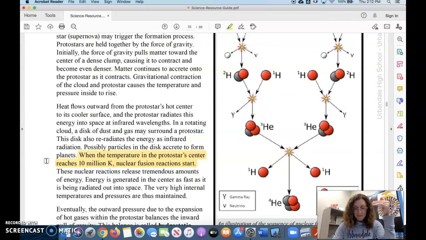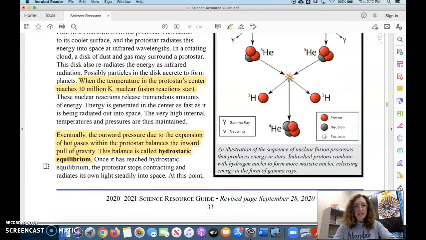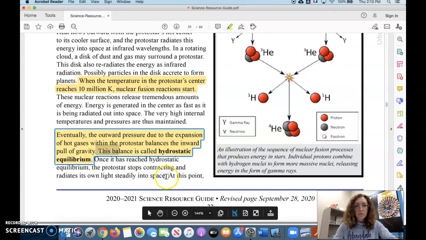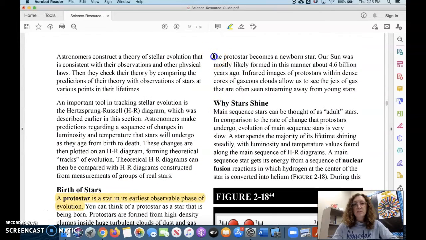Okay, so now the really exciting stuff happens. All of this is creating pressure. Eventually, all of that outward pressure balances the inward pull of gravity. We reach something called hydrostatic equilibrium. Once the protostar reaches hydrostatic equilibrium, it stops contracting and it radiates its own light. Now, you can say the star is born. The protostar becomes a newborn star.